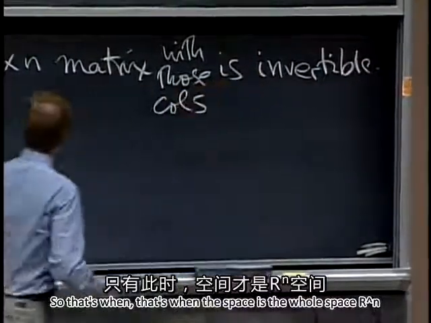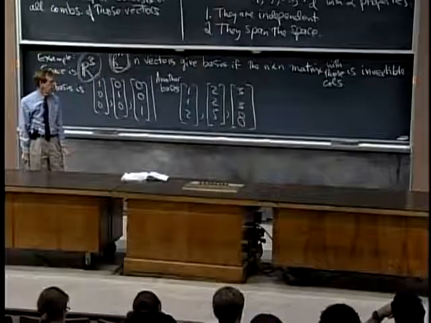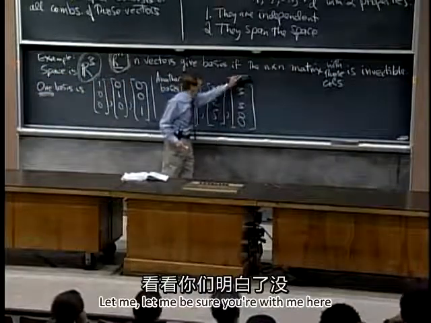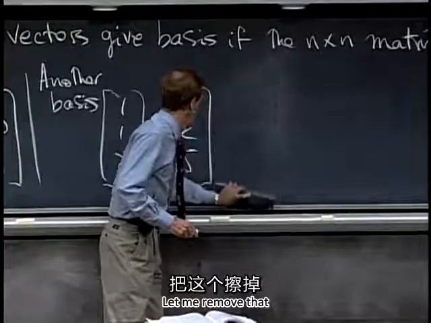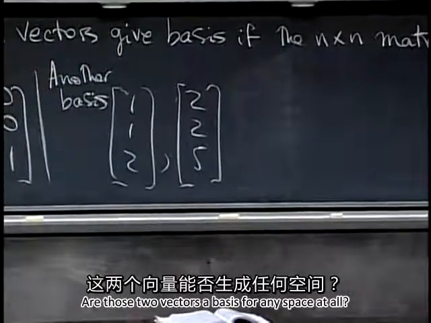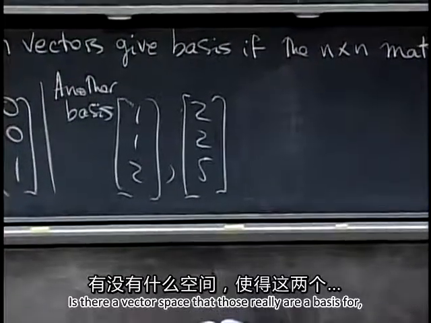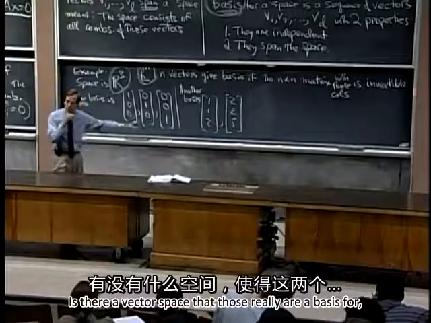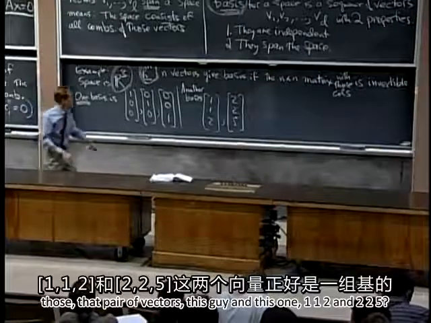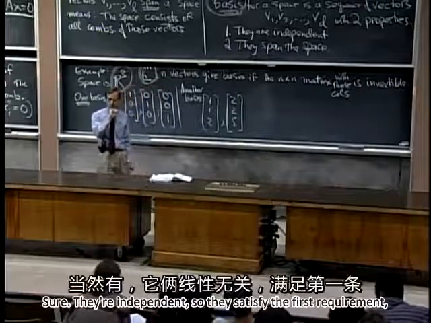So that's when the space is the whole space Rn. Let me be sure you're with me here. Let me remove that. Are those two vectors a basis for any space at all? Is there a vector space that those really are a basis for? That pair of vectors, 1, 1, 2, and 2, 2, 5, is there a space for which that's a basis?